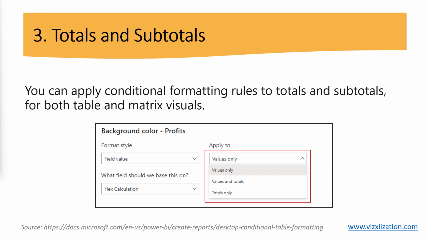Point number 3, how to apply conditional formatting to totals and subtotals. This is quite straightforward, my friends. You can apply conditional formatting rules to totals and subtotals for both table and matrix visuals, like you're seeing right here. So we have these conditions right here. Basically, we need to select values and totals. That's it. So we also have a case, so please stay tuned.